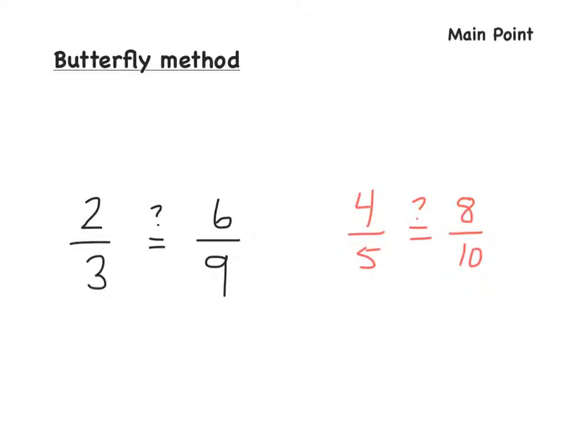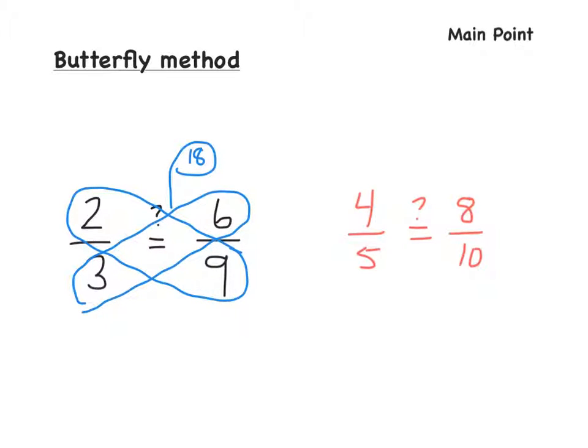One thing that's really cool about proportions is that the cross products, if you multiply them together, are equal in every proportion. I'll show you what I mean. This is called the butterfly method. So you're going to create a butterfly. You're going to multiply 3 times 6. That's 18. Then you're going to multiply 2 times 9. That also equals 18. And with this, you can see that 18 is equal to 18. Thus, it is a proportion. And it also kind of looks like a butterfly with the wings and the antennas.